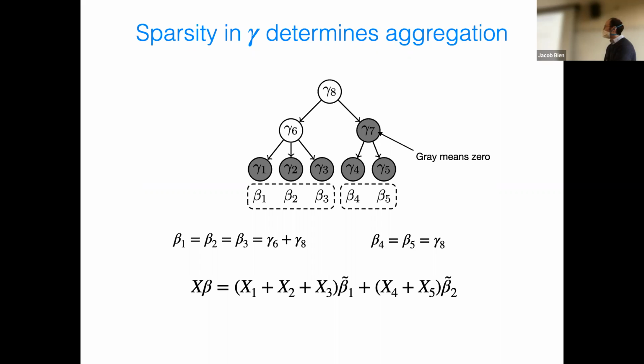And if we see subtrees where all the betas are equal to each other, as I said earlier, that corresponds to aggregating those features into these summed up features. So this particular solution corresponds to a case where you have effectively only 2 features. The first feature is the sum of the first 3 original features, and the second new feature is the sum of the fourth and fifth.